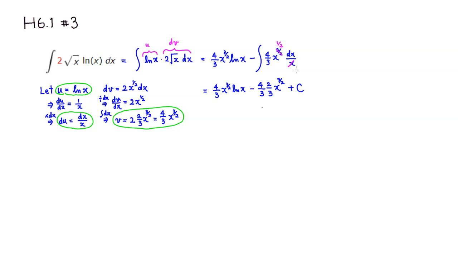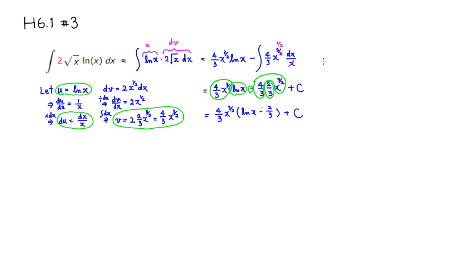Then we just have to clean it up a little bit. Actually, we can pull out something in common. You have 4/3 and x to the 3 halves power in both terms, so I'm going to pull those out. So 4/3 x to the 3 halves power. Then what's left is natural log of x from the first term, and then we have a minus 2/3, and then plus some constant c.